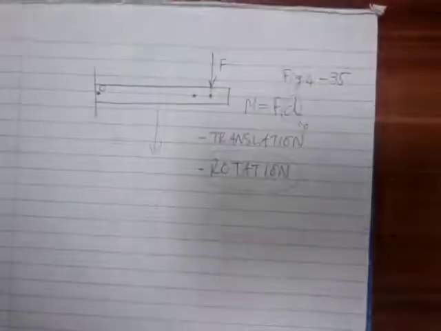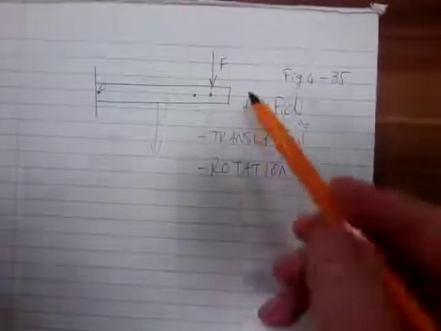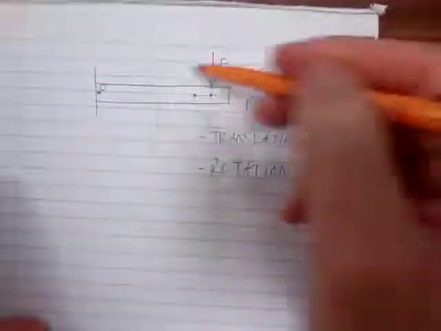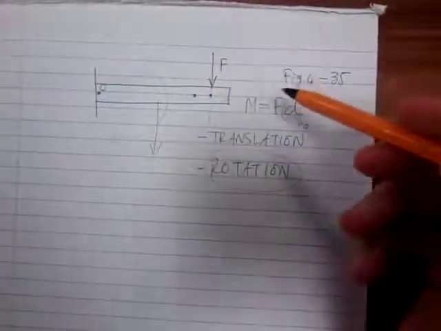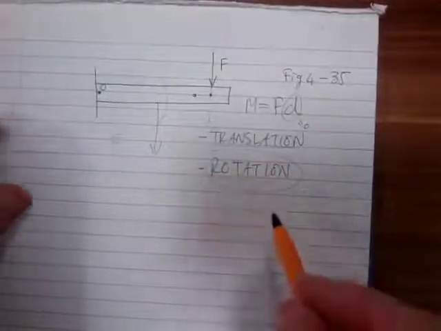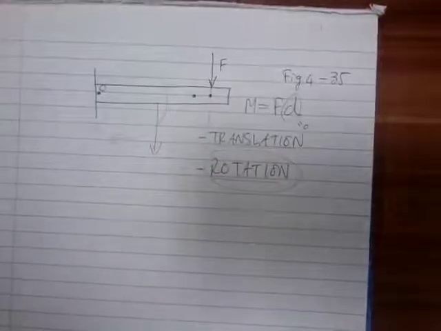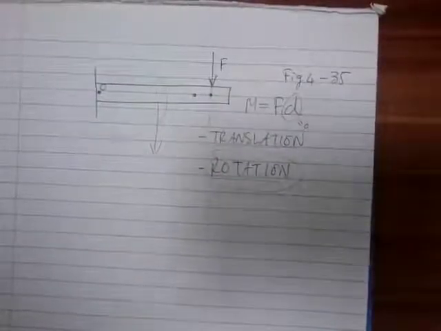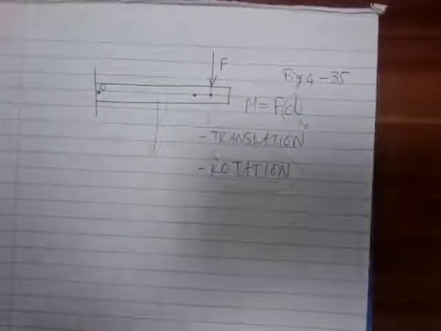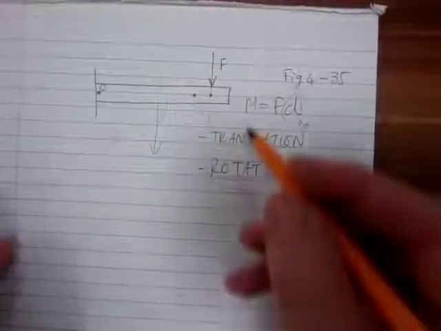Guys, the point that I'm trying to make is, if I have a force acting on a beam, what is the effect in terms of translation and rotation at any point on the body, on the beam, on the object? What effect does that force have? That's the question we want to ask.